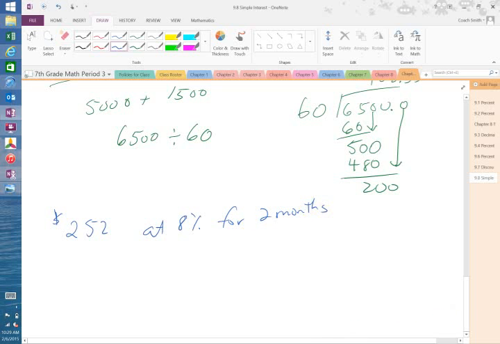Now, what we used a while ago when we were figuring the interest was 5 years. And so we just multiplied times 5. Okay? I believe, let's see here.